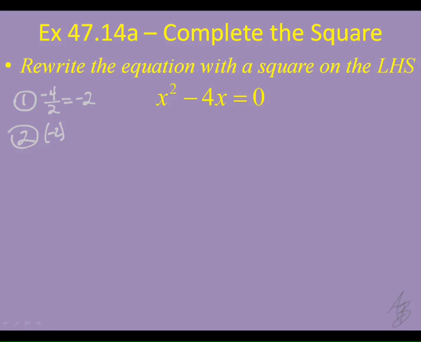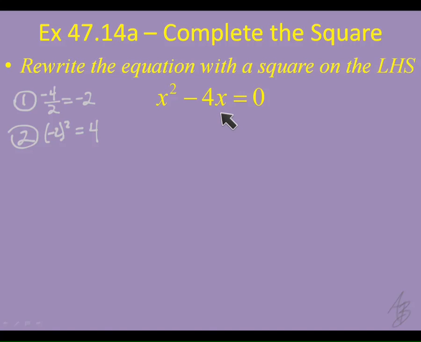What is negative 2 squared? 4. All right, so the next thing we're going to do now, step 3 says, add the result to both sides of the equation. So we're going to add 4 to both sides of the equation. When I add 4 to the left side of the equation, can the 4 combine with either the x squared or the negative 4x?